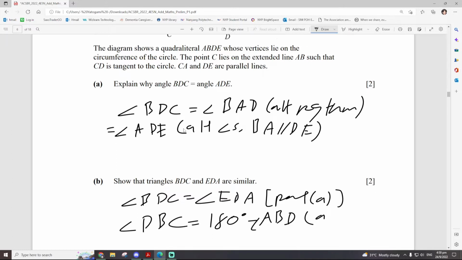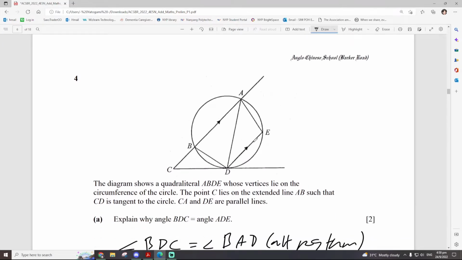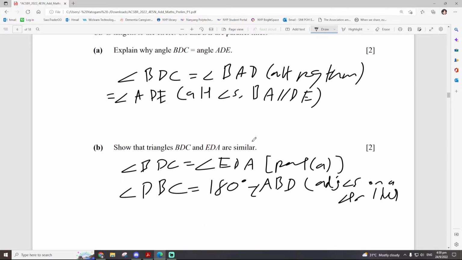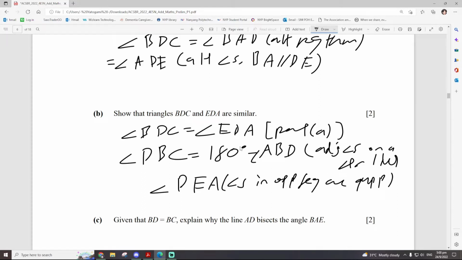Due to adjacent angles on a straight line, right? Okay. And finally, because angles in opposite segments are supplementary, this equals angle DEA as well. Angles in opposite segments are supplementary. Okay. Then you have two pairs of equal angles.